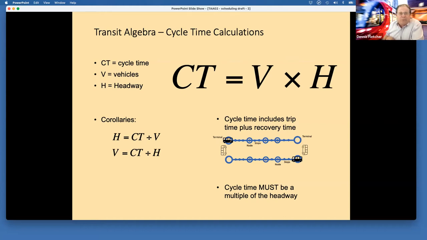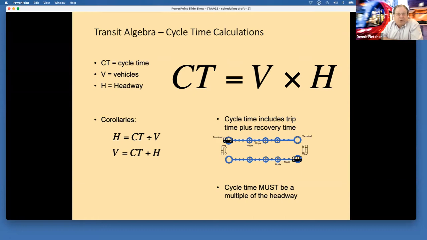Our formula for cycle time presents a couple of key constraints. First, cycle time must be a multiple of the headway. If you remember your grade 4 math, you remember that the equal sign means if you make a change on one side of the equation, you have to make an equivalent change on the other side. So what happens if you need more time because of congestion or to accommodate a route extension or some other change? If cycle time increases, then the formula requires an increase in headway, vehicles, or a combination of both to make the equation work.